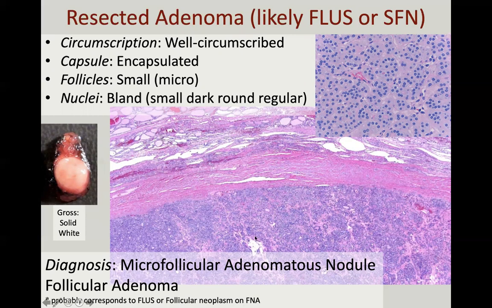so-called microfollicles, right? So minimal colloid and lots of cells, but the nuclei remain small, dark, round, and regular, yeah? So this would be, for me, a microfollicular adenomatous nodule or a follicular adenoma. But again, whether it's clonal or not, sometimes can't be determined on histology, so adenomatous is fine.